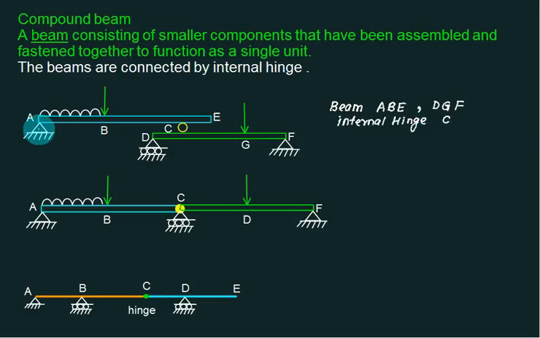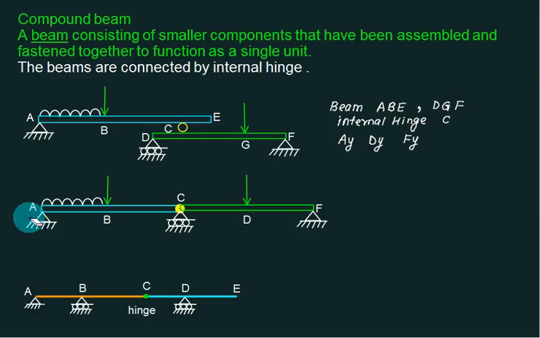How many reactions do we have? We have one reaction at A, one reaction at D and one reaction at F. So we have three unknowns. One is AY, one is DY and one is FY. AY, DY, FY, three unknowns.